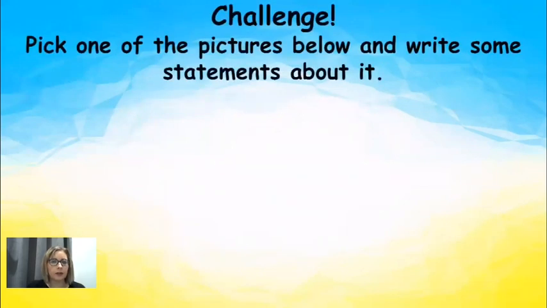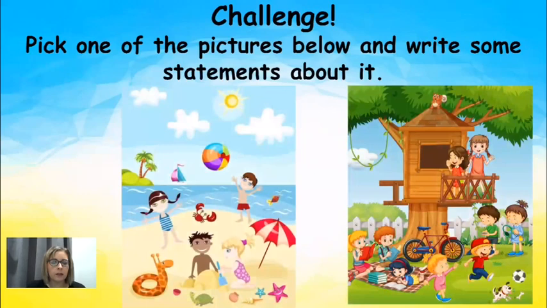So it's now time for you to have a little challenge. You're going to pick one of the pictures below and you're going to write some statements about it. On the left, we have a beach scene, and on the right, we have a garden scene with a tree house. So pause the video here, get yourself a piece of paper and a pencil and see how many statements you can write which go with these pictures.